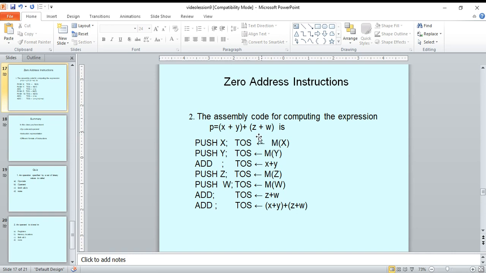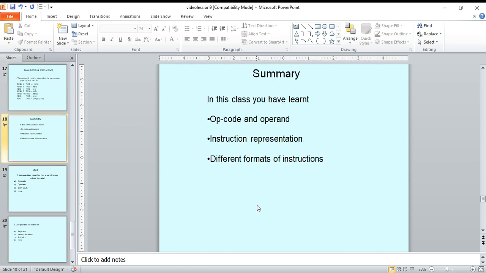Now the stack holds only two items: the result of X plus Y and the result of Z plus W. Finally we perform the addition of these two results. For that, once again use the ADD instruction on the TOS, the X plus Y value and the Z plus W value. This performs the addition of these two results, which is once again placed into the TOS. This is nothing but a zero address instruction.